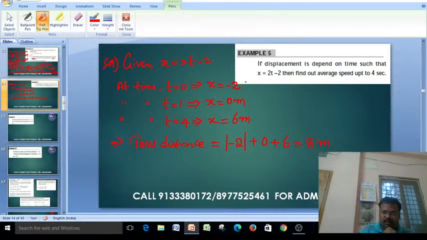Right? So now average speed you want to find. So average speed is equal to total distance traveled divided by total time taken, how much it is, 4 seconds of time, that is equal to 2 meter per second.